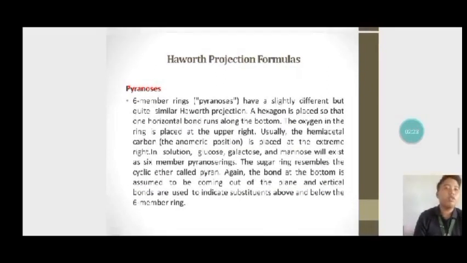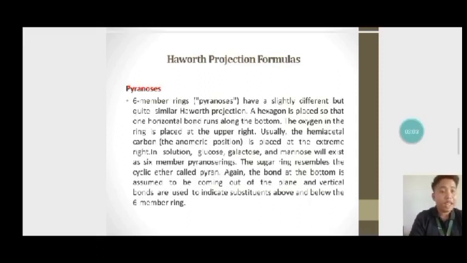Six-member ring pyranoses have a slightly different but quite similar Haworth projection. A hexagon is placed so that a horizontal bond runs along the bottom. The oxygen in the ring is placed at the upper right. Usually, the hemiacetal carbon, or the anomeric position, is placed at the extreme right. In solution, glucose, galactose, and mannose will exist as a 6-member pyranose ring. The sugar ring resembles the cyclic ether called pyran.